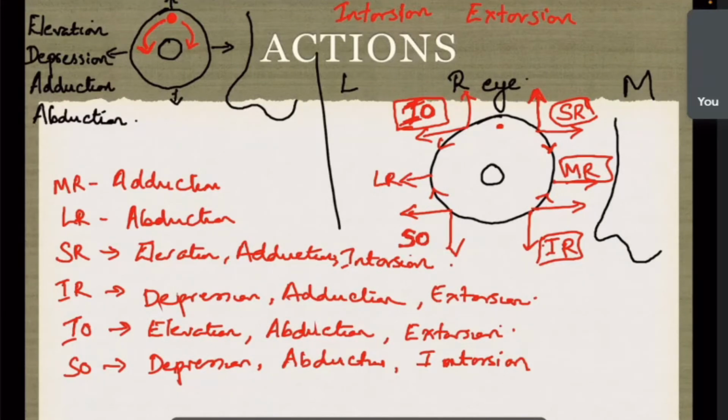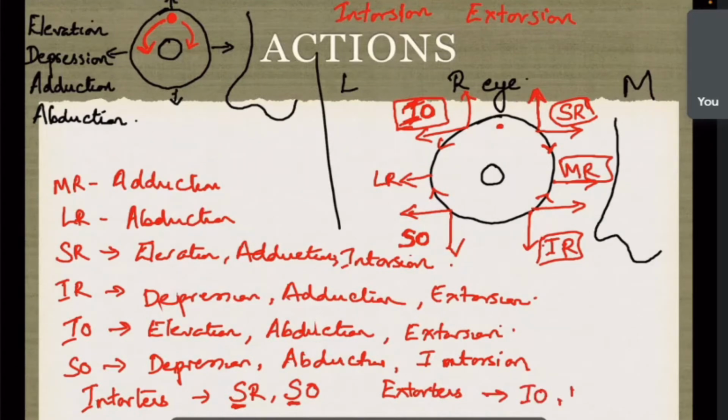Now I'll ask you another question. Which muscles are the intorters? Superior rectus and superior oblique. So the superiors are intorters. This is another easy way to remember. And what about the extorters? Inferior oblique and inferior rectus. So inferiors are extorters. You can look at each muscle and say which actions it has, or you can look at each action and tell which muscles help in it. For everything, you need this diagram. This diagram is very, very important. So that is about the actions.